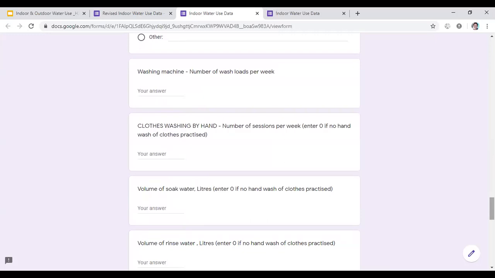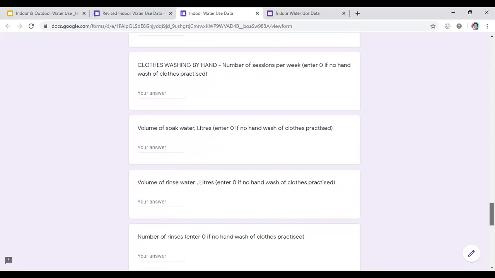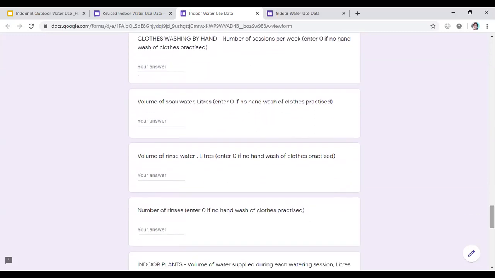In that case, we ask, how many times in a week do you hand wash clothes? So they'll write that. The next question is, normally the process of hand washing works like this: you have an initial soak volume of water in which you soak the clothes for a little while, and then you rinse it once, you rinse it twice. So we ask them, how many liters is the bucket or container you soak the clothes in? So they'll say, 20 liters, half the bucket, whatever.